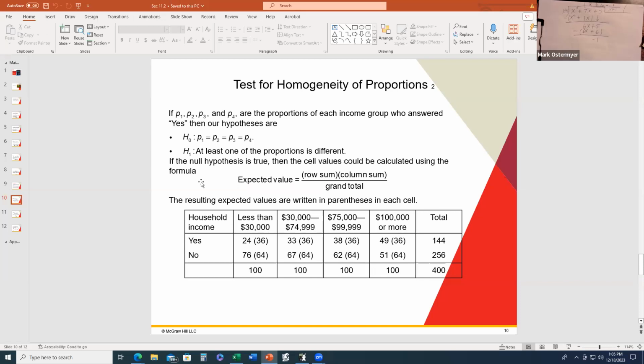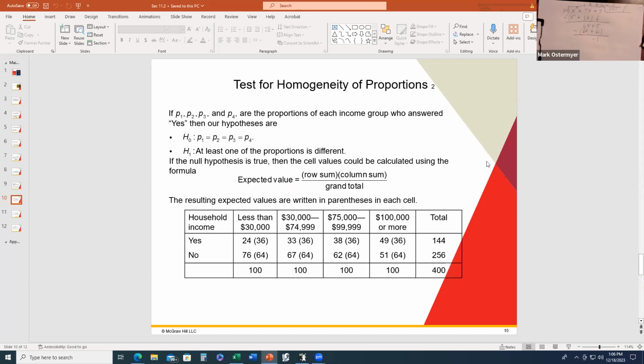not all equivalent. If the null hypothesis is true, then the cell values should be calculated using the formula. And these are the expected values again, right? And that comes from the formula that we use to compute our expected frequencies with the chi-square test of independence. So notice alongside of the observed frequencies, we have our expected frequencies inside parentheses for each cell.